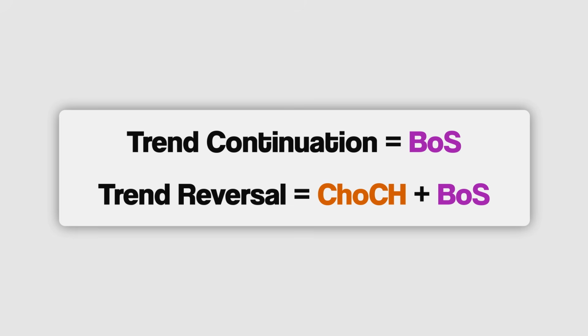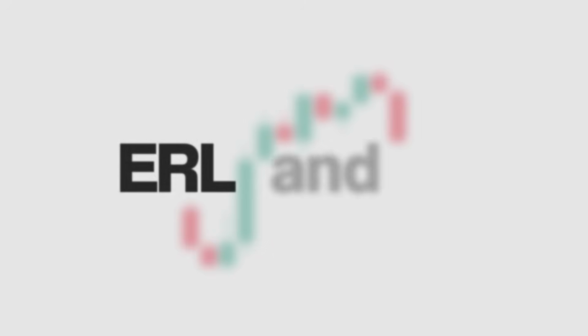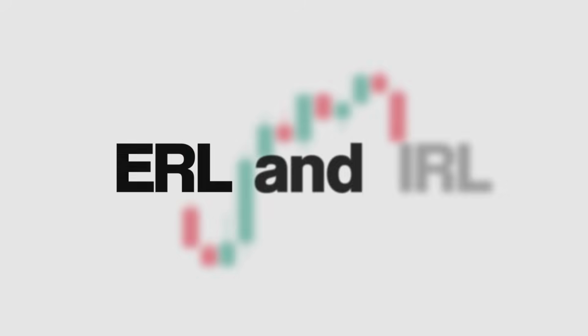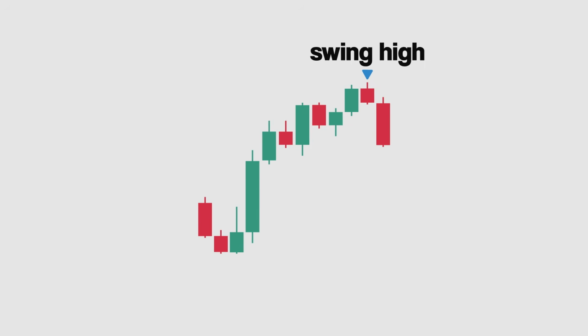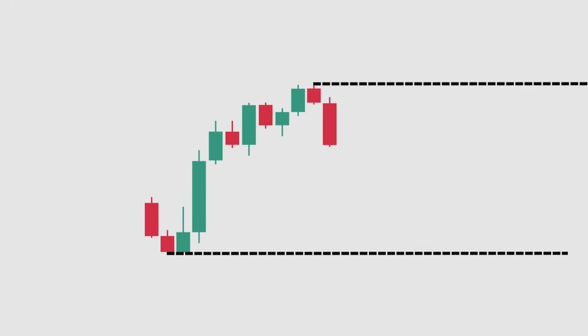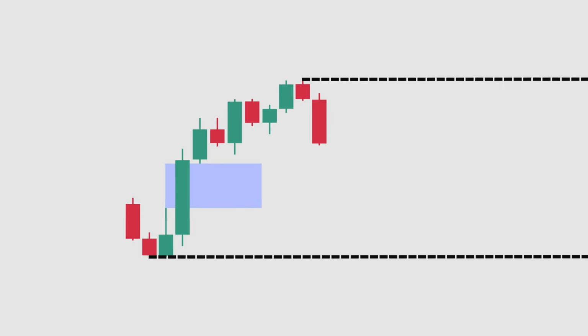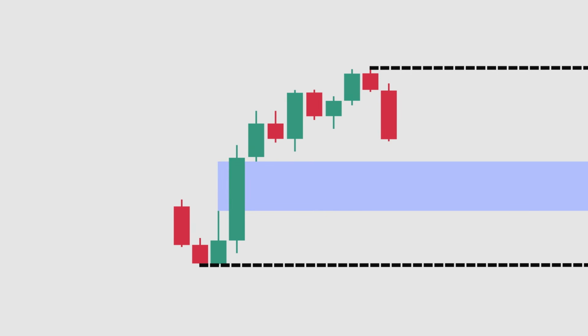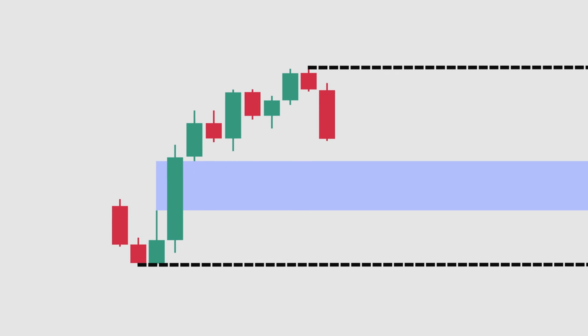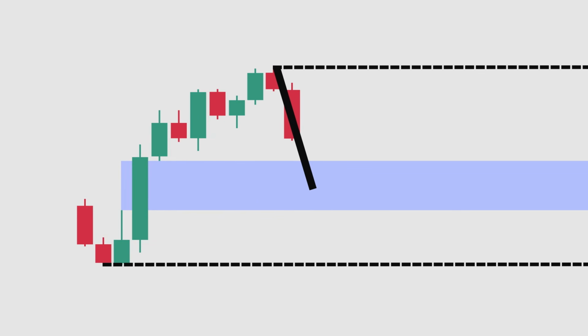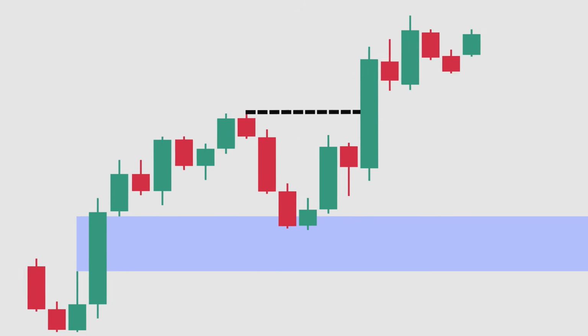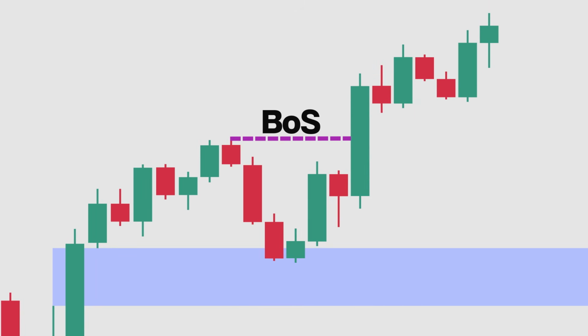Now that we understand market structure, we can come back to external and internal range liquidity. In this example, price forms a swing high and a swing low. This is your external range liquidity. And inside that swing, we can also see internal range liquidity in the form of a fair value gap. Like I mentioned earlier, price often uses the orders inside the fair value gap as fuel to reach the external liquidity. That's why during a pullback, price drops back into the fair value gap and then pushes into the swing high, creating a new break of structure.